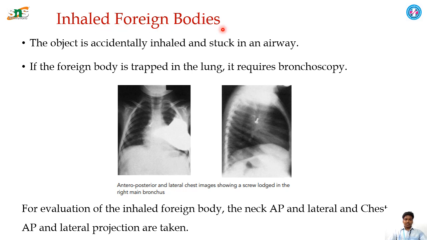Inhaled foreign bodies. The object is accidentally inhaled and stuck in the airways. If the foreign body is trapped in the lung, it needs bronchoscopy to visualize its presence. The AP and lateral projections of the chest showing a screw lodged in the right main bronchus. For evaluation, we have to take neck AP and lateral and chest AP and lateral projections.